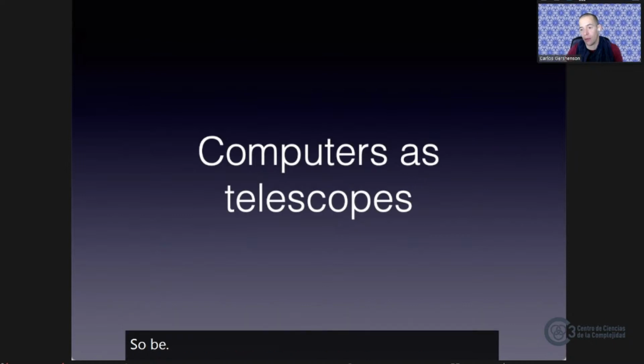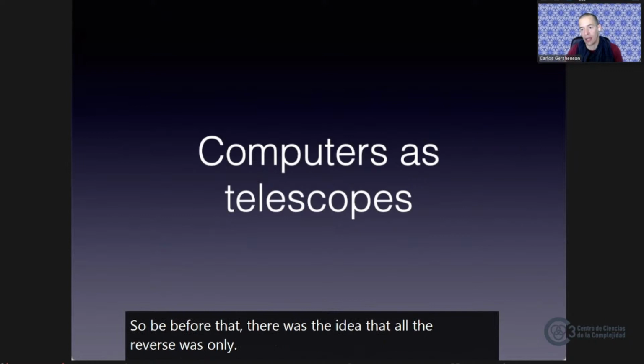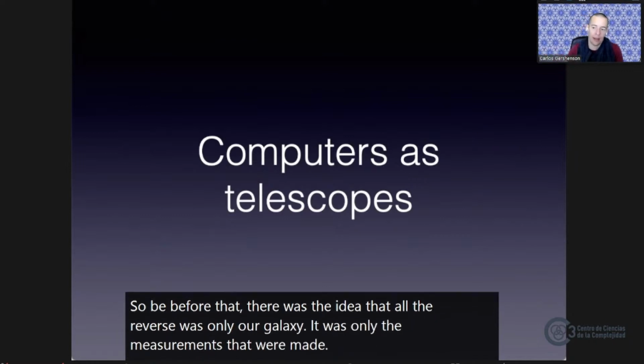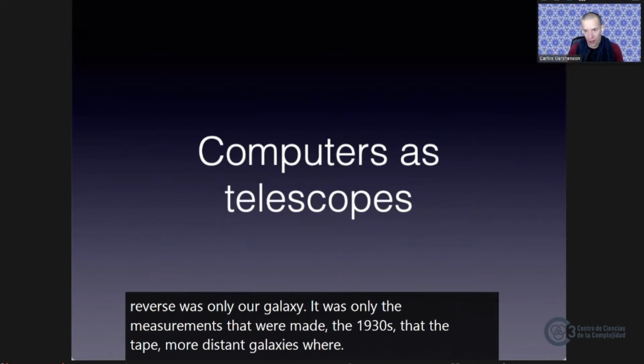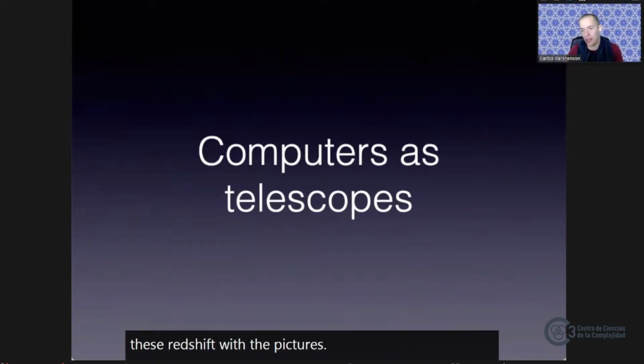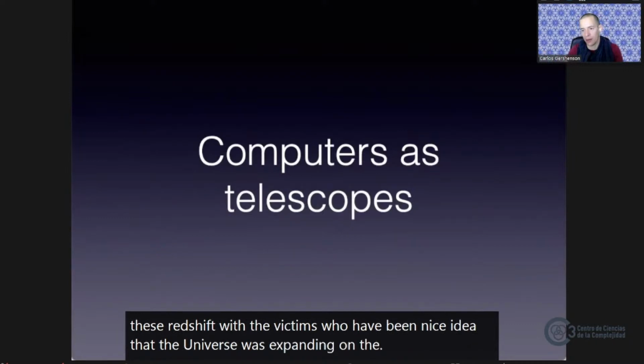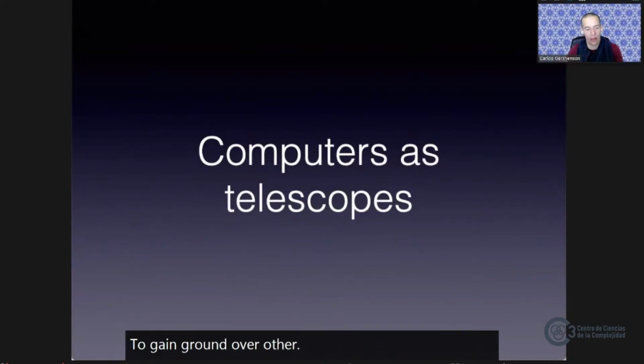So before that, there was the idea that all the universe was only our galaxy. It was only with measurements that were made in the 1930s that, let's say, more distant galaxies were detected, and this redshift was detected. So then this idea that the universe was expanding and the Big Bang, let's say, gained ground over other theories.